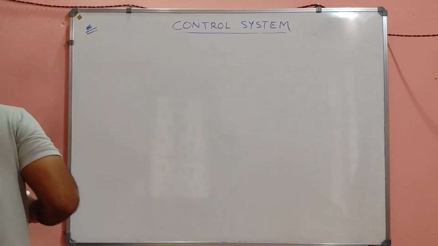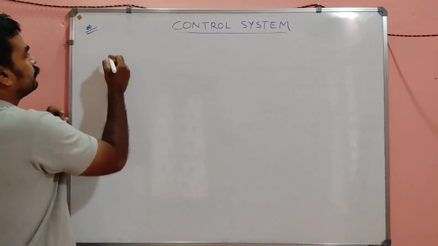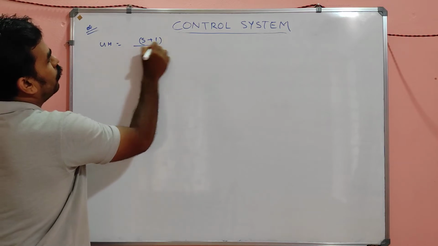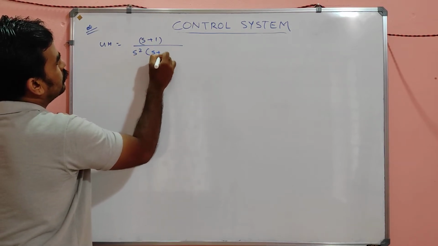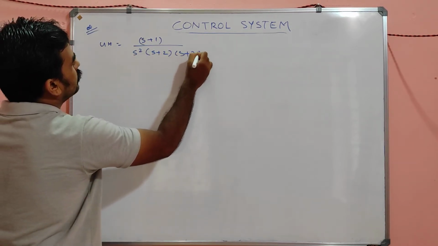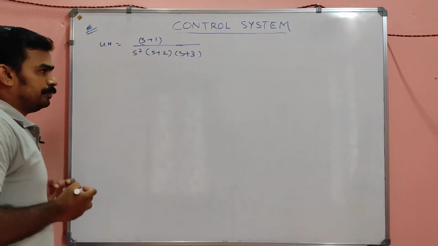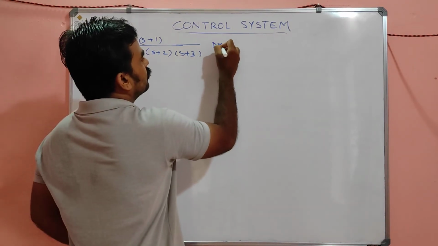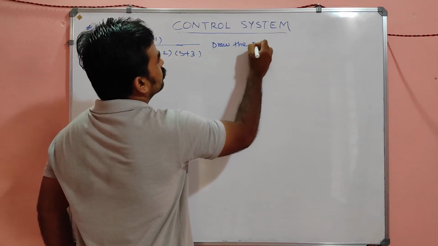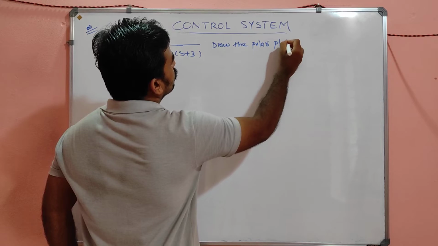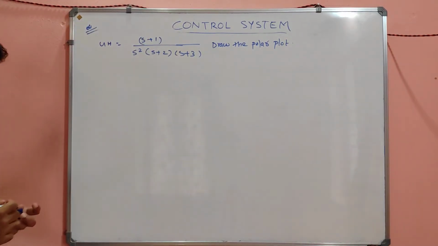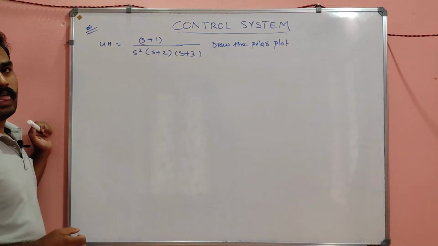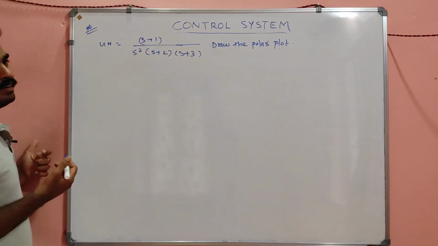Write another question. GH will be equal to (S plus 1) divided by S square into (S plus 2) into (S plus 3). Again, draw the polar plot. How can we do this, my dears? First step is what?